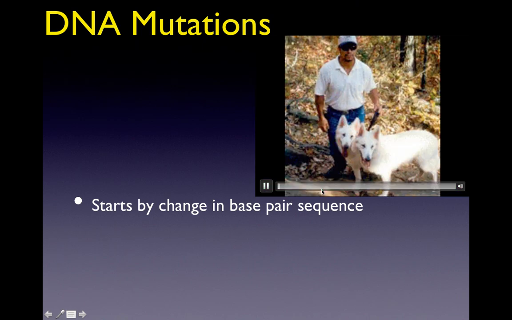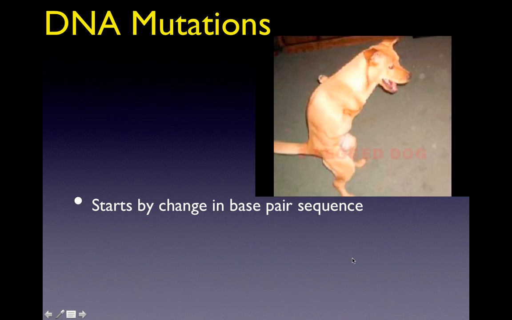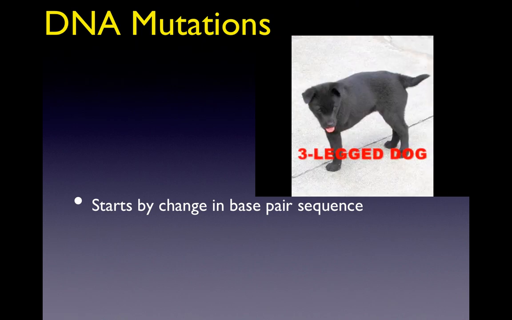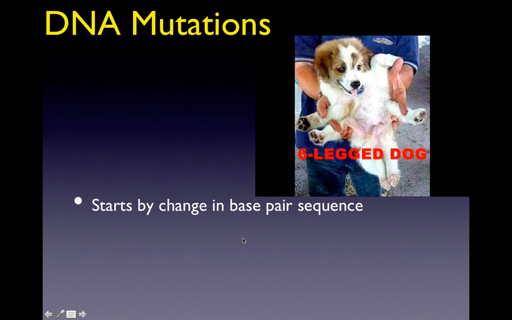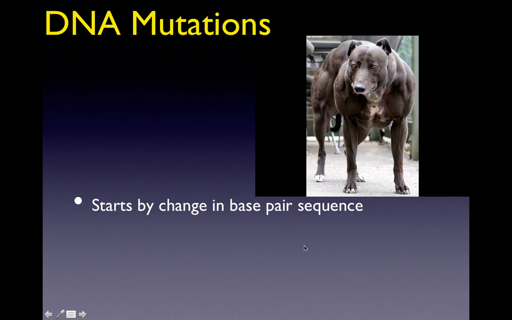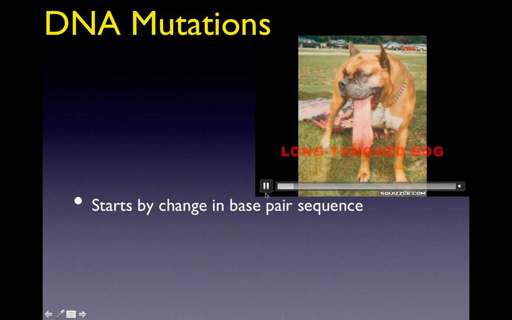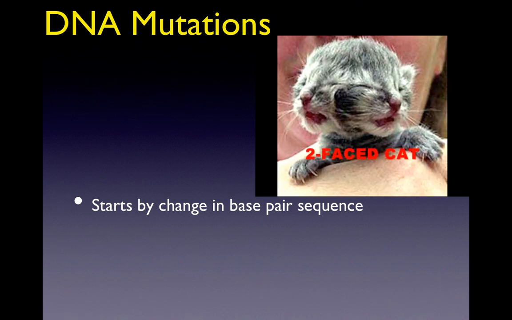So there's some mutated animals here. I'm going to go ahead and mute the song. There's some mutated animals that you're going to see here. But what happens is it starts in a base pair sequence change. And this occurs if you have a change in the sequence that you're trying to get done. I'm going to go ahead and pause this after this long-tongued dog. We'll look at the two-faced cat for the rest of the way here.